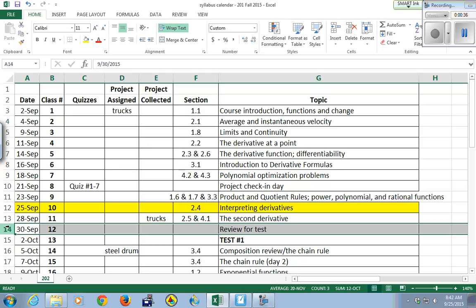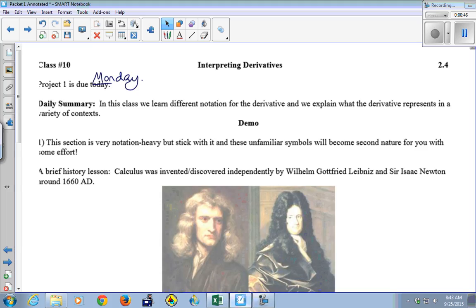Wednesday, we review for the test. Friday of next week, a week from today, is test 1. Okay, so one more time. Project 1, your trucks project is due Monday.